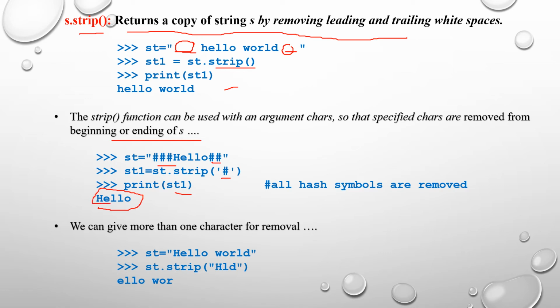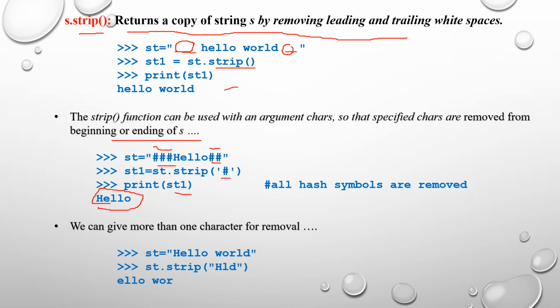So this strip built-in function removes all hash symbols from the original string. It removes the first 3 hashes and the last 2 hashes. We can give more than one character for removal. For example, the string is hello world, and here st.strip.